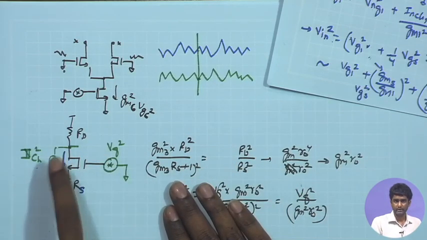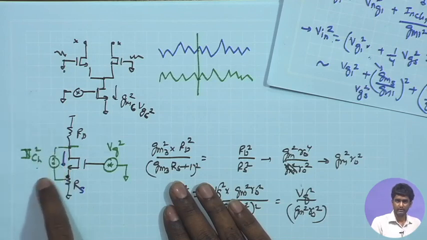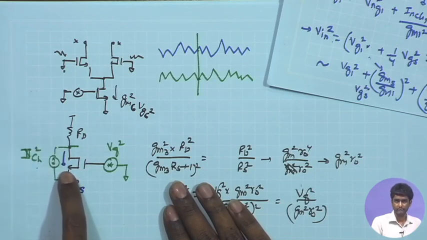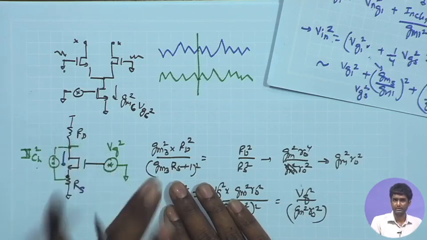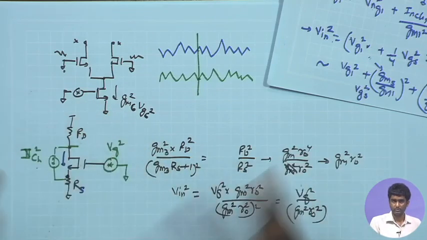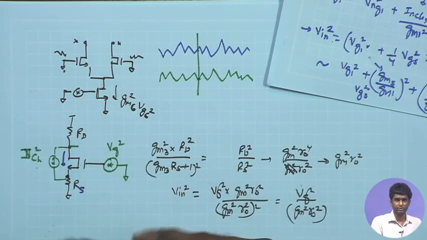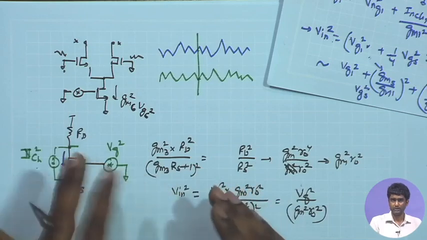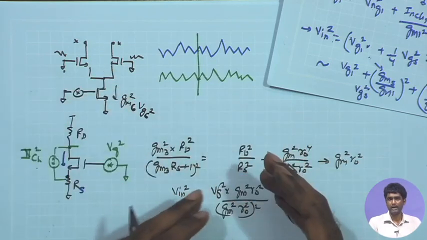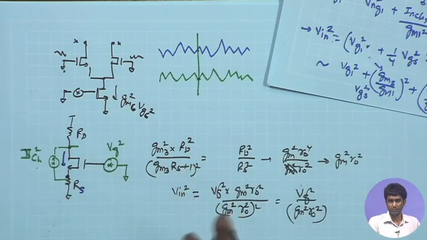So VG going up will try to increase the channel current, and that will try to increase the voltage at the source of this device, and that will again reduce VGS, and hence try to suppress the increase in the channel current. So this negative feedback mechanism present in the Cascode device is helping us in reducing the effect of noise contribution of these devices on the output, and hence the input referred noise. Therefore, we are ignoring it.